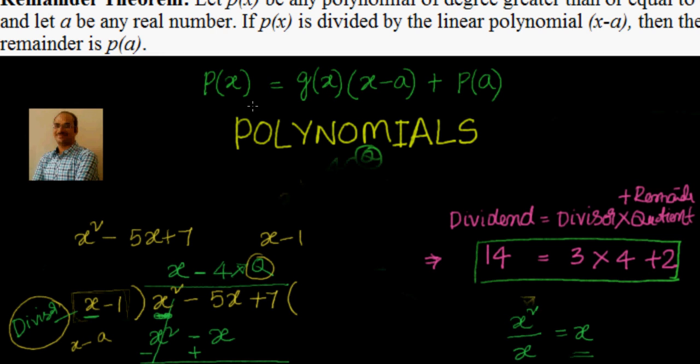So this is what the remainder theorem says: if you are dividing P of x by the linear polynomial x minus a, then the remainder is P of a. We can check that very easily. Let's go ahead and check that.